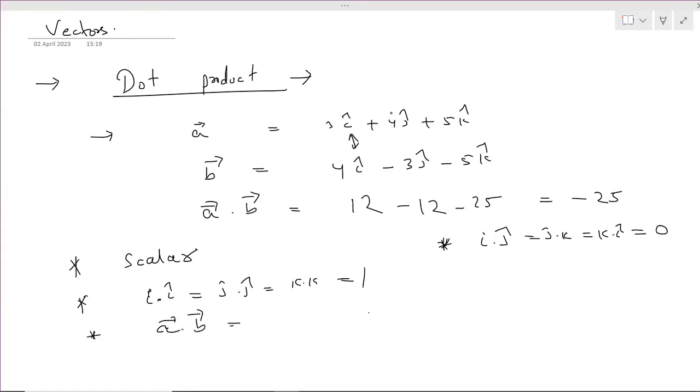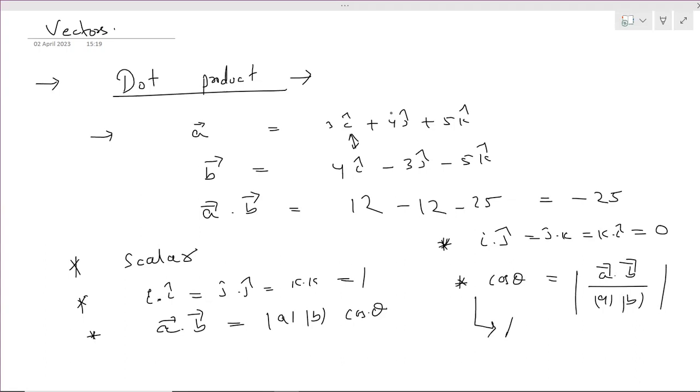formula for this is mod A mod B cos theta. So from here we can write cos theta equals A dot B upon mod A mod B. Right, we can use modulus also. This means angle between vectors. Whenever you see questions written as angle between something as this, then always use this formula. All right.